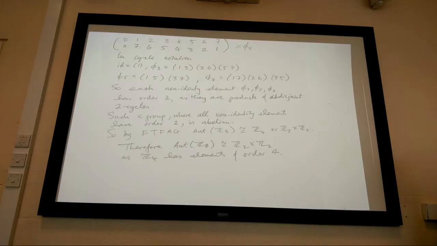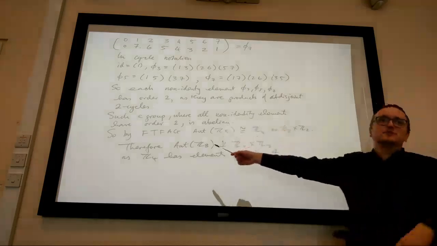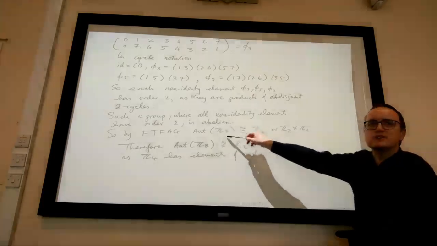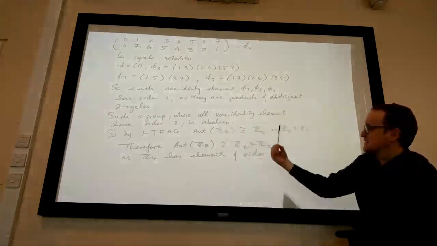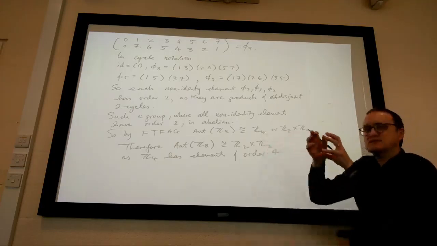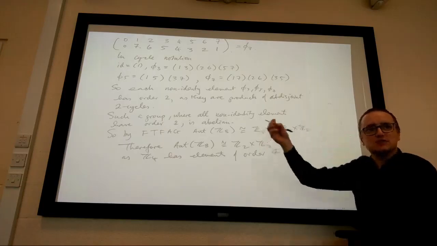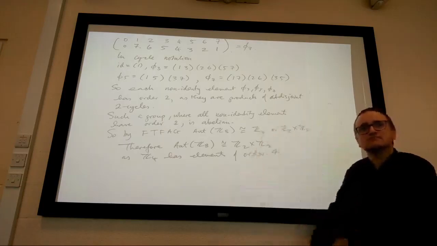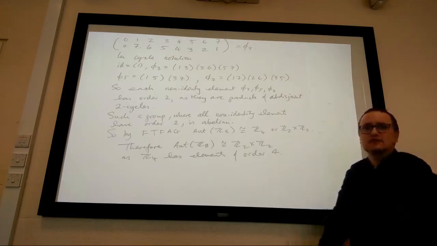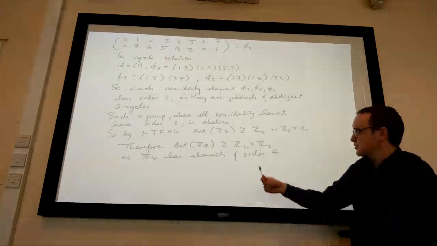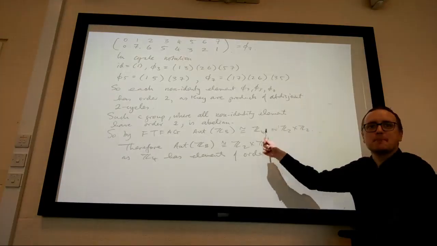Why did you choose Z4 and Z2 cross Z2? Because that's what the fundamental theorem of finite abelian groups says. It says that whatever the order of the abelian group is, the different isomorphism classes are the different non-isomorphic ways of taking products of cyclic groups, such that the product of all the orders will be the order of the group. You need to look back at the results in chapter 13. For groups of order 4, there's just two possibilities.